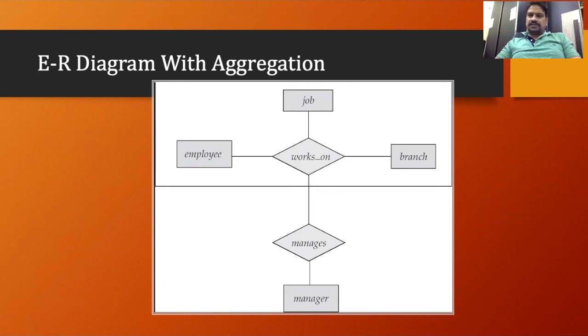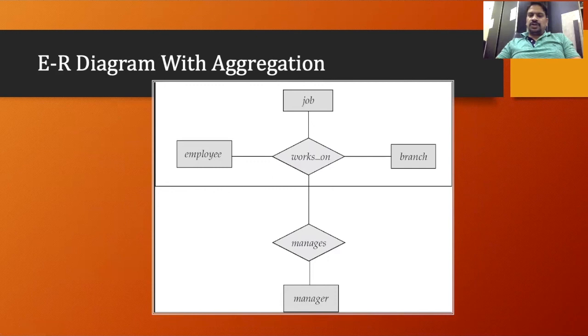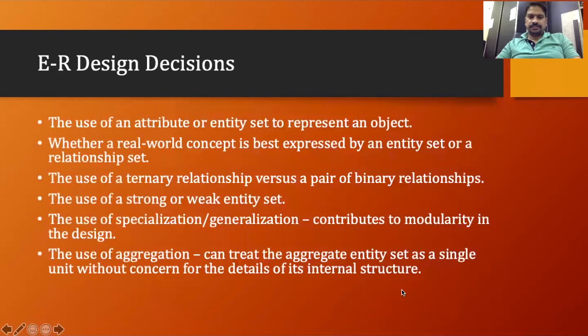In the implementation model, we are going to create four tables with two relations, right? The same thing we will do in this diagram. But this particular diagram looks simple. Why? Because manages is associated with all the entities. Here also manages is associated with all the entities. Getting it? That concept is called aggregation.